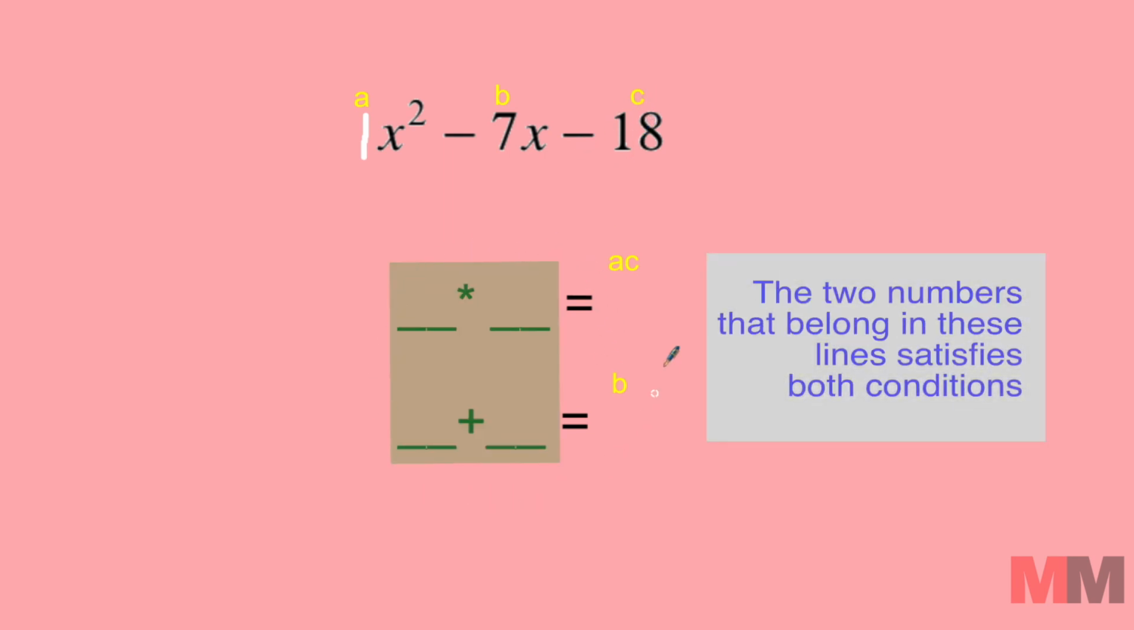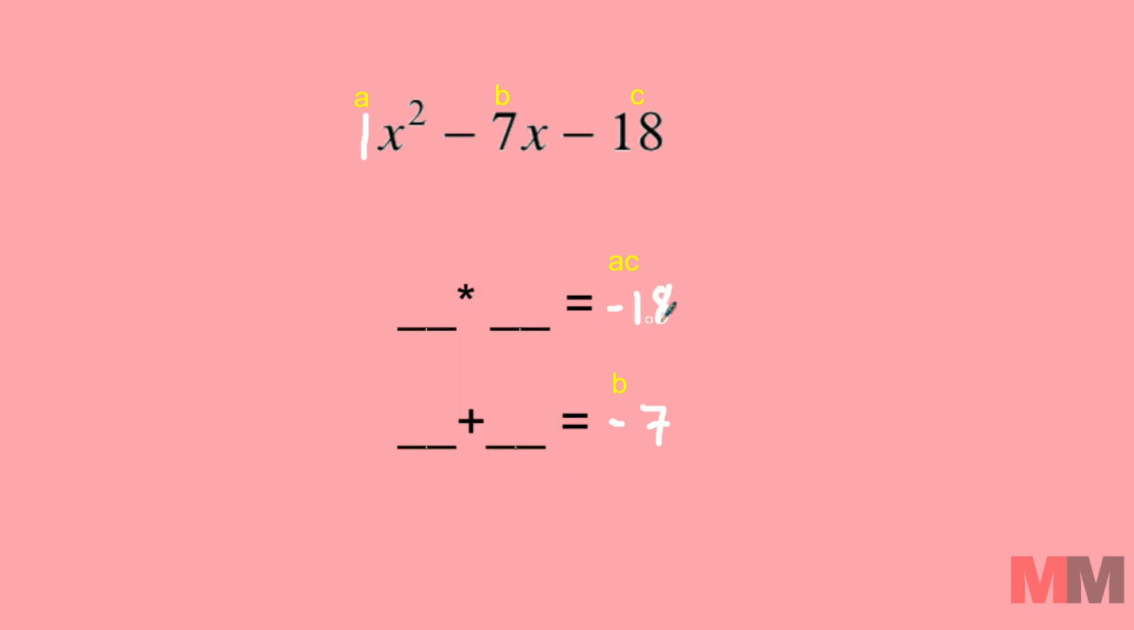We're going to make this graphic organizer, and here's how it works. These two lines are going to represent the same number. So you want to come up with two numbers that multiply to the result of a times c, 1 times negative 18, which is negative 18. And the same two numbers that add up to b, negative 7. So go sit there and think, if you're multiplying two numbers to get a negative result, then you know that one of them has to be negative.